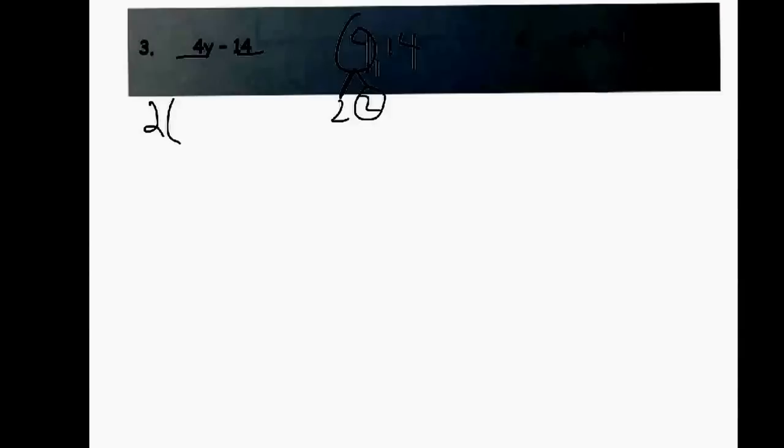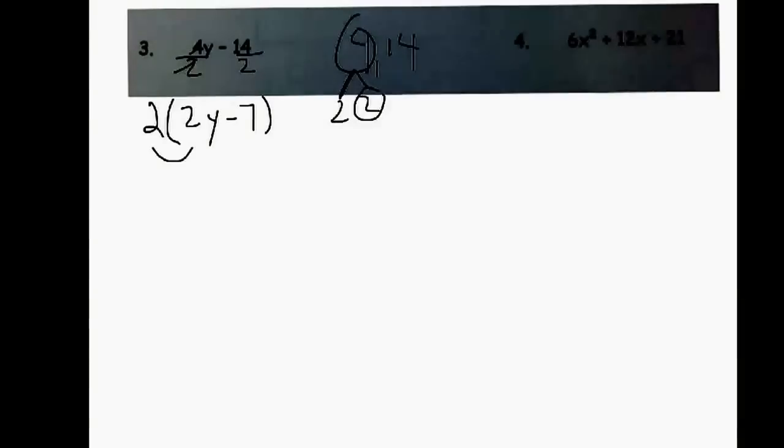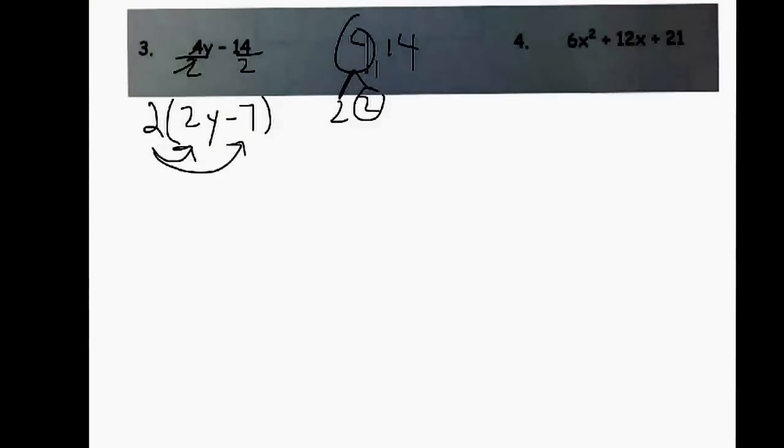Okay. Here we have 4x and 14. 4 will not go into 14, so the factors of 4 are 2 and 2. Will 2 go into 14? Yep. So 2 comes out. Any common letters? Nope. So we divide both by 2. 2 goes into 4, leaves us with 2y. Negative 14 divided by 2 is negative 7. Double rainbow to check. 2 times 2y is 4y. 2 times negative 7 is negative 14.